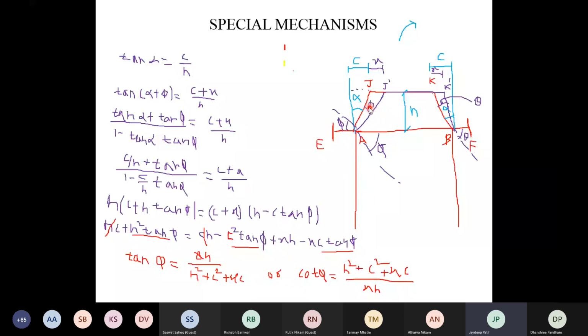Okay. But you have to split this tan of alpha plus phi, like tan of a plus b. You will get tan a plus tan b divided by 1 minus tan a tan b. Okay, like this. Tan into bracket alpha plus phi, you have to expand this bracket. Tan alpha plus tan phi divided by 1 minus tan alpha tan phi is equal to c plus x by h. I have to put the value of tan alpha here. Tan alpha, we know this, c by h. Okay. Now next step becomes c by h plus tan phi divided by 1 minus c by h tan phi.